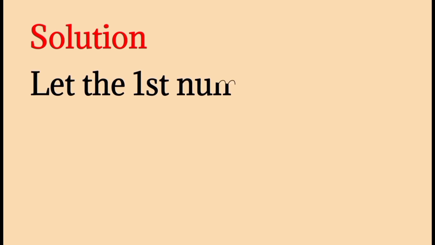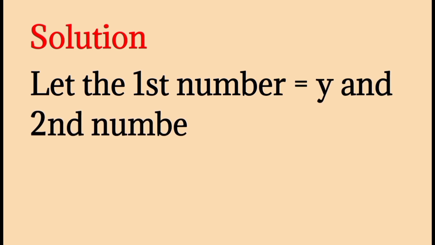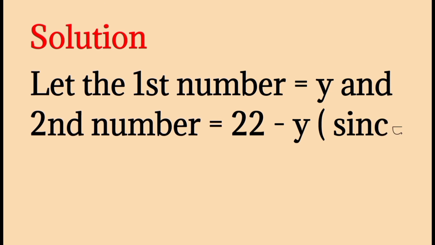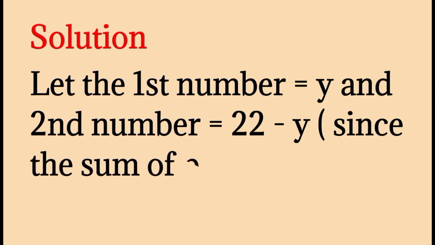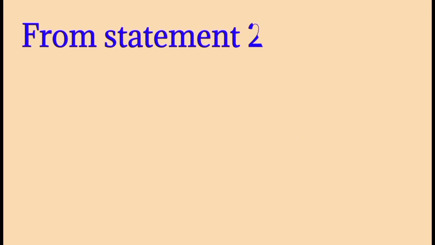So in order to achieve that, all we need to do is to look at the first sentence that says the sum of the two numbers is 22. So if the first number is y, it means that the second number is 22 minus y, because the sum of both numbers is 22. So if the first one is y, then the second one must be 22 minus y.